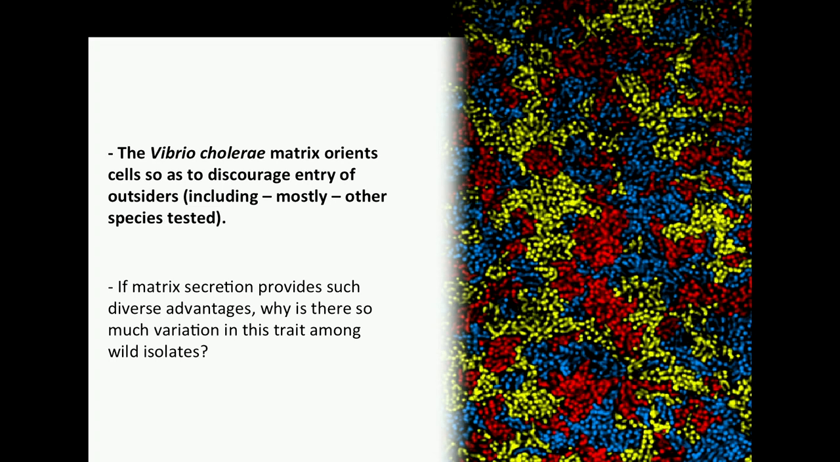So, what I've talked about so far is how the cholera matrix orients cells so as to discourage entry of new cells into the community. So I've just described two different ways that the matrix can give a competitive advantage to the cells that are making it, and there are many more. So we've done other studies with my colleague Knut Drescher, which indicate that producing a lot of matrix and forming thick biofilms allow you to also stabilize other cooperative secretion phenotypes, like chitinase secretion, which digests polymers outside of cholera in marine environments. So there are a lot of reasons to make matrix, but among wild isolates, there are many strains that don't. So why is that?